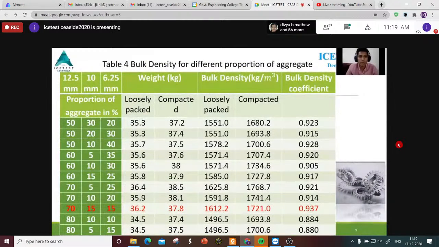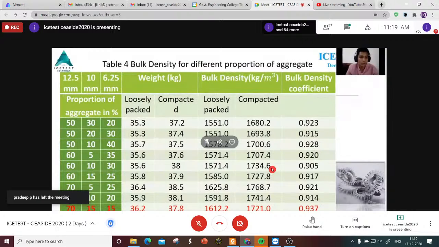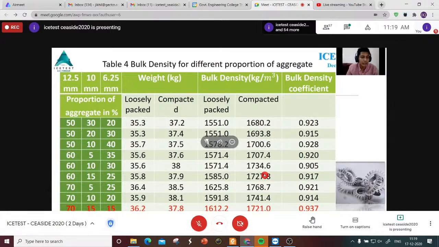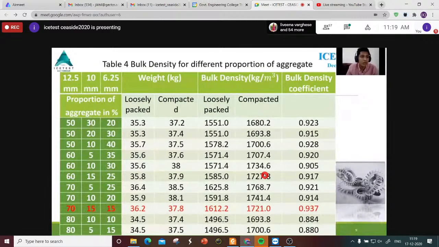Table 4 shows the bulk density for different proportions of aggregate. Here, the bulk density for different proportions of coarse aggregate is detailed. First, we are starting with 50% of 12.5 mm, 30% of 10 mm, and 20% of 6.25 mm. Then 80% of 12.5 mm, 5% of 10 mm, and 15% of 6.25 mm.